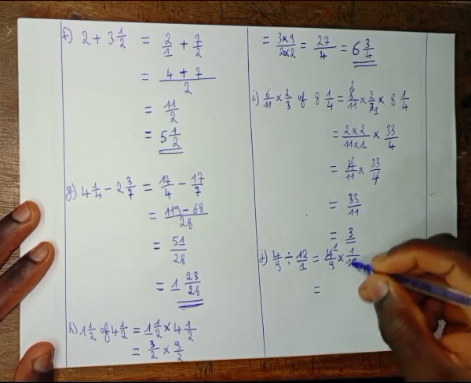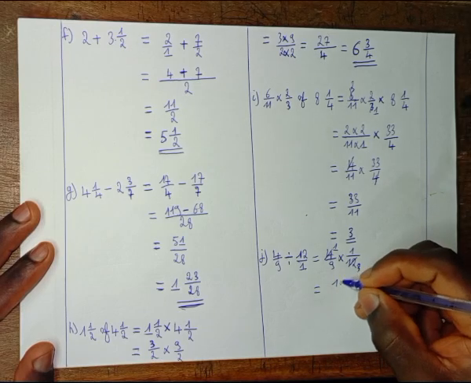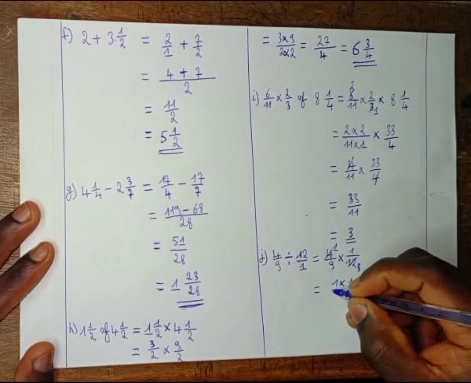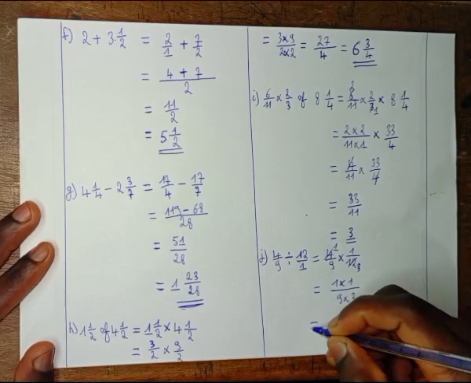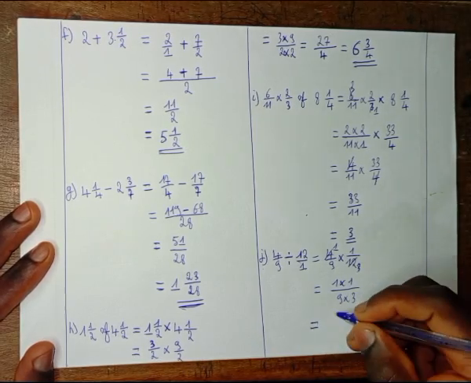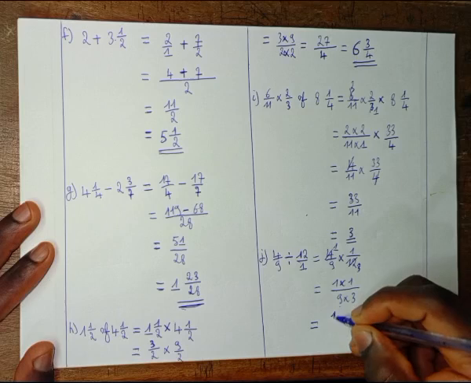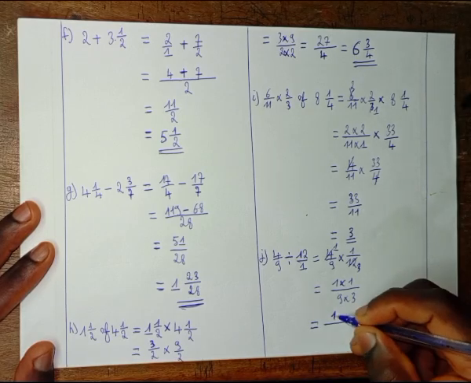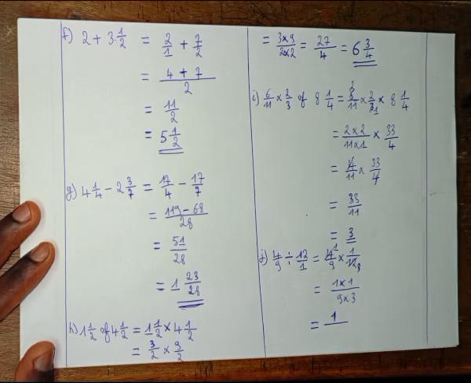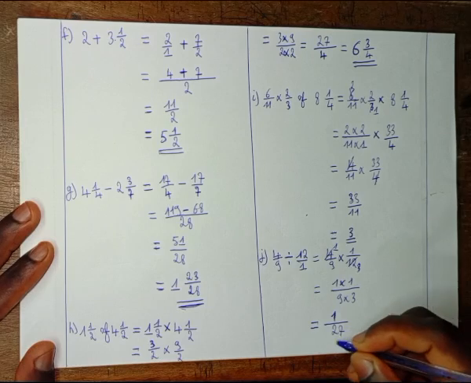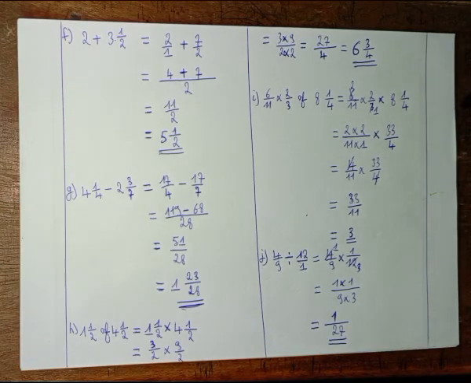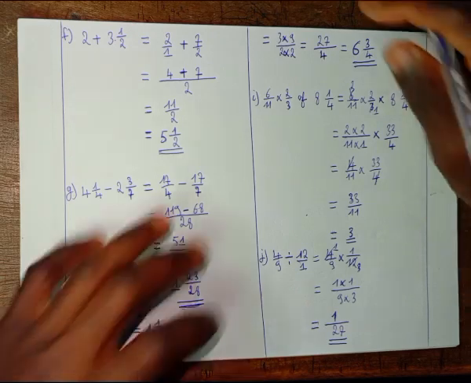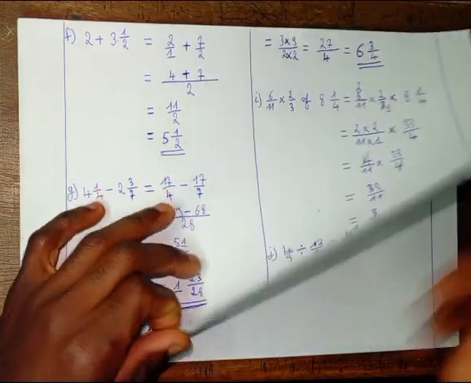So this will give us 1 times 1 at the numerator all over 9 times 3 at the denominator. And this will simply be equal to 1 times 1 gives us 1, all over 9 times 3 at the denominator gives us 27. So the answer will simply be 1 all over 27. We go now to the last question, K.